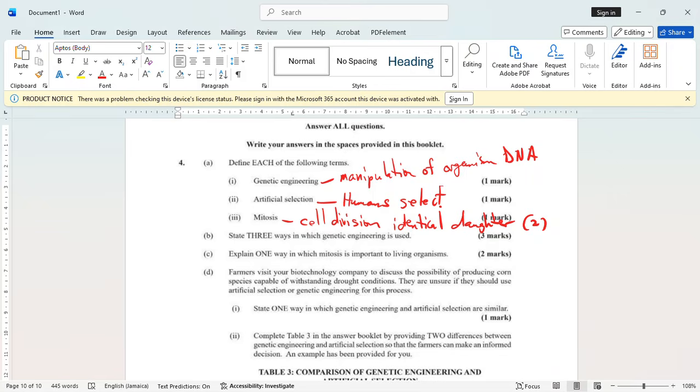It says state three ways in which genetic engineering is used. So here's what we did. We use it for the production of insulin.